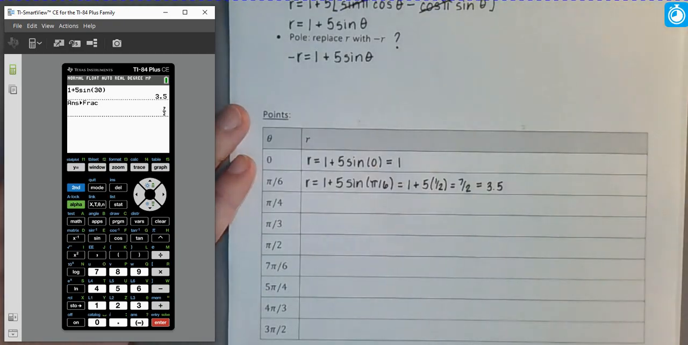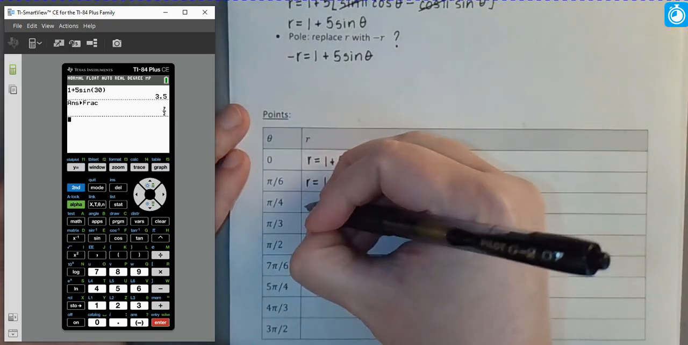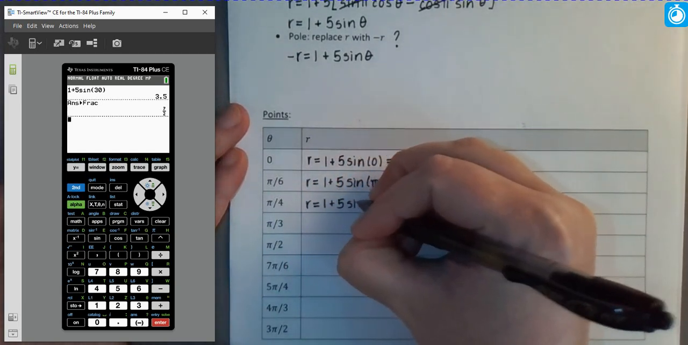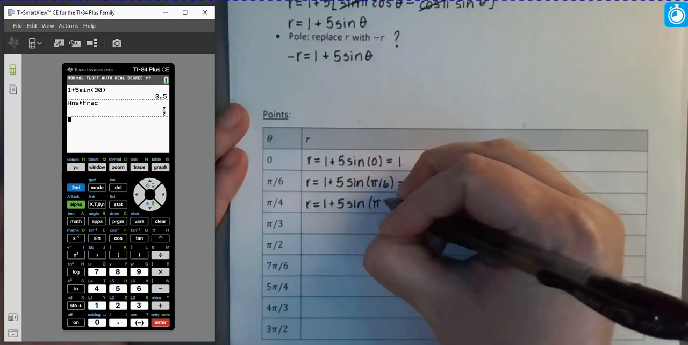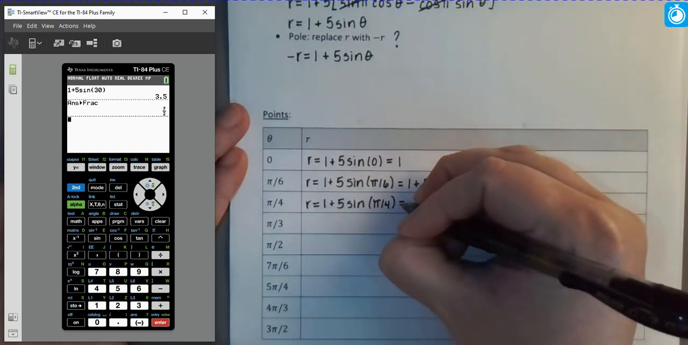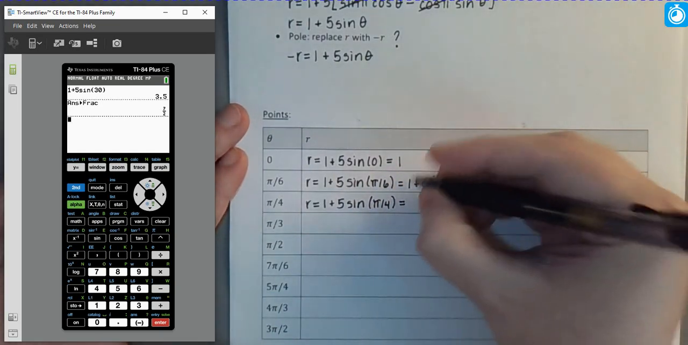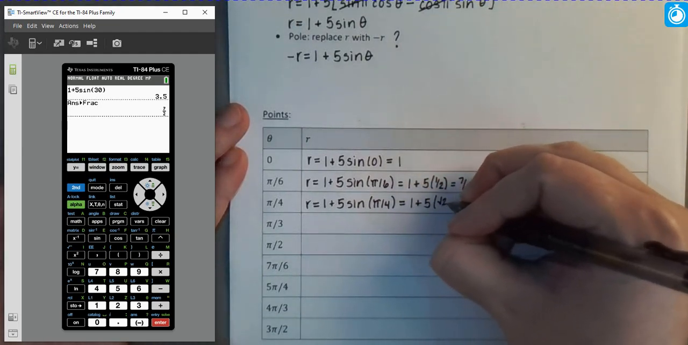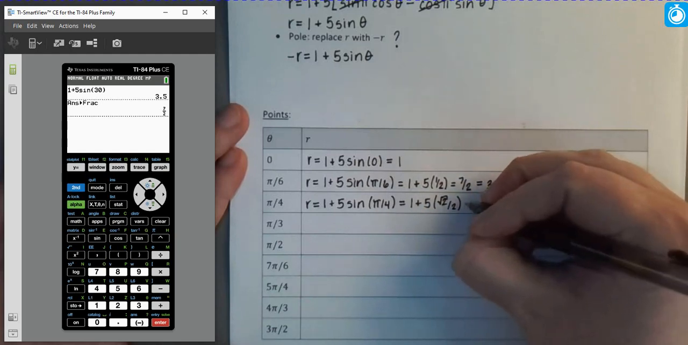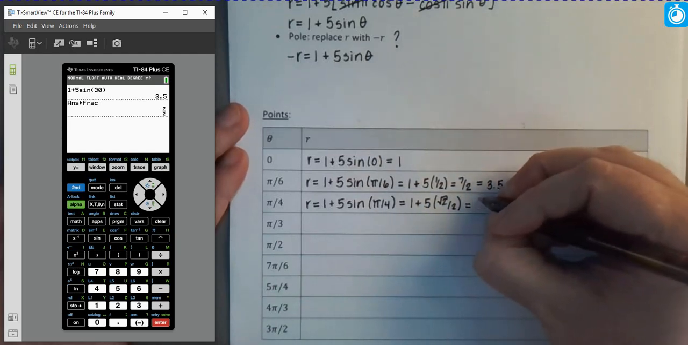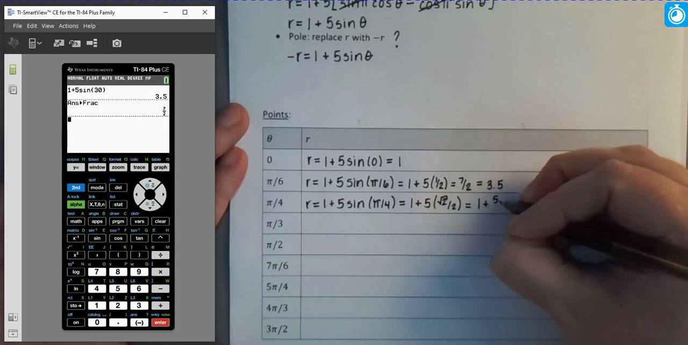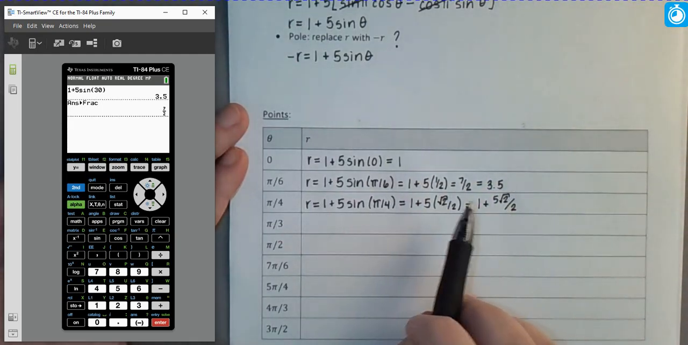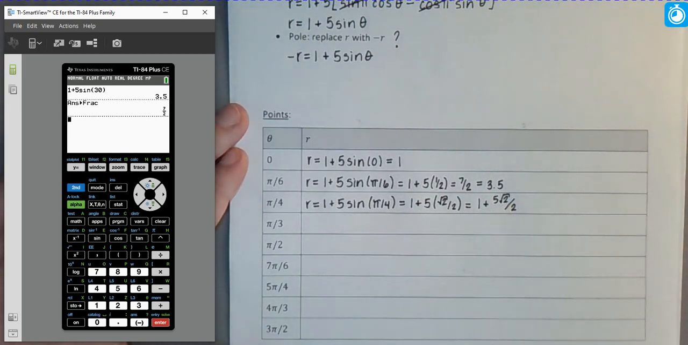Okay, let's keep going. So next radian measure, pi over 4. So r is equal to 1 plus 5 times the sine of pi over 4. Okay, now the sine of pi over 4 is going to be root 2 over 2. So we have 1 plus 5 times the square root of 2 over 2. Okay, so that's going to be 1 plus 5 root 2 over 2. And if we want, we can get a common denominator, but that's not absolutely necessary in this case.